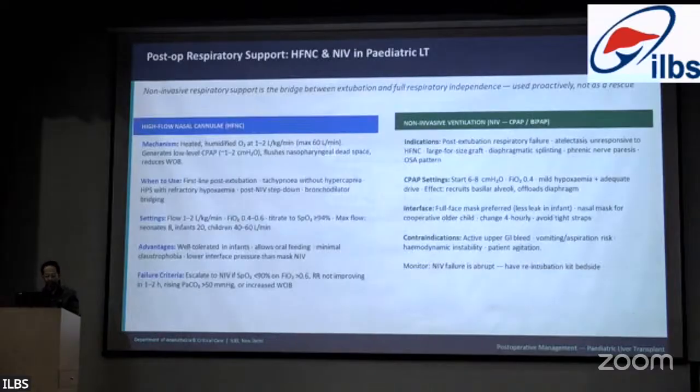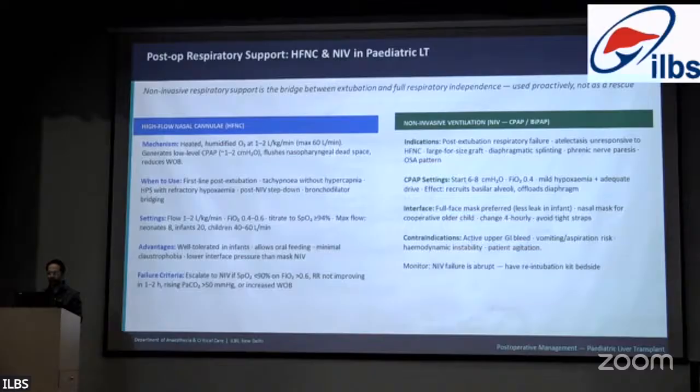Now, once the child is extubated, non-invasive respiratory support is given. It is a bridge between extubation and full respiratory independence, and it should be used proactively, not as a rescue measure. Here, we use high-flow nasal cannula as a bridge in the immediate post-extubation period. Its advantages are that it gives heated, humidified oxygen, generates a low level of PEEP, and decreases the work of breathing. We use it as first-line post-extubation, in patients with HPS with refractory hypoxemia, and for post-NIV step down. It is well tolerated in infants, allows oral feeding, and has minimal claustrophobia.